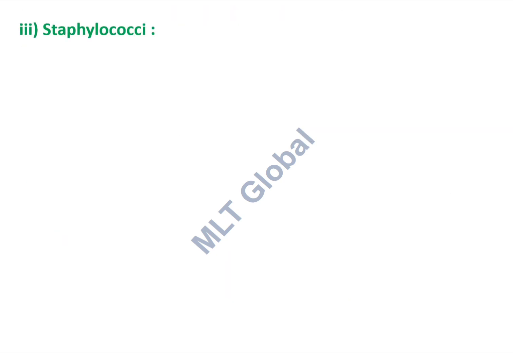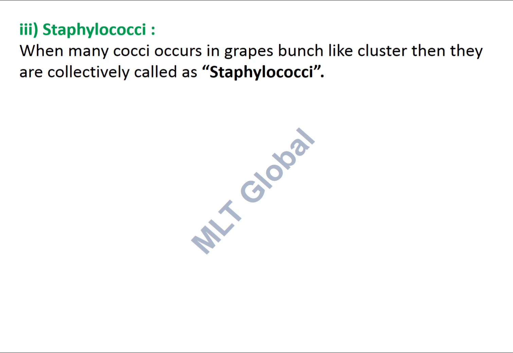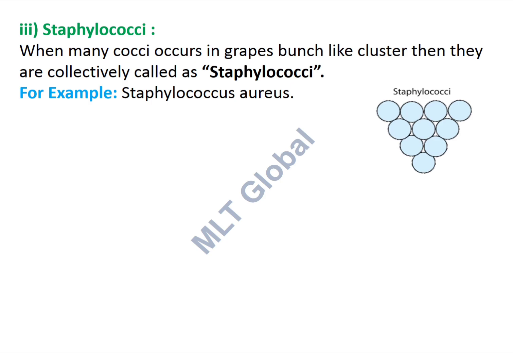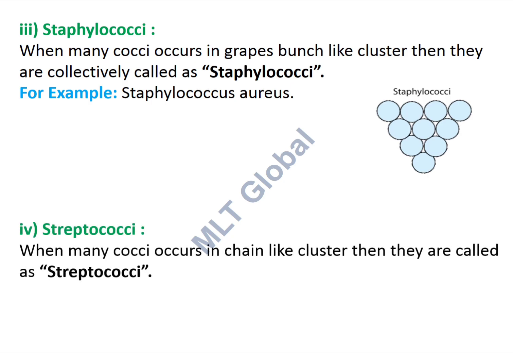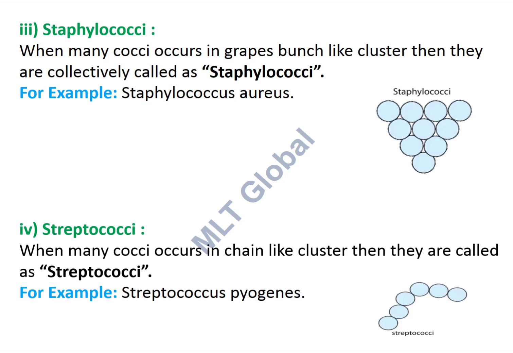3. Staphylococci. When many cocci occurs in grapes bunch-like cluster, then they are collectively called as staphylococci. For example, Staphylococcus aureus. 4. Streptococci. When many cocci occurs in chain-like cluster, then they are called as streptococci. For example, Streptococcus pyogenes.